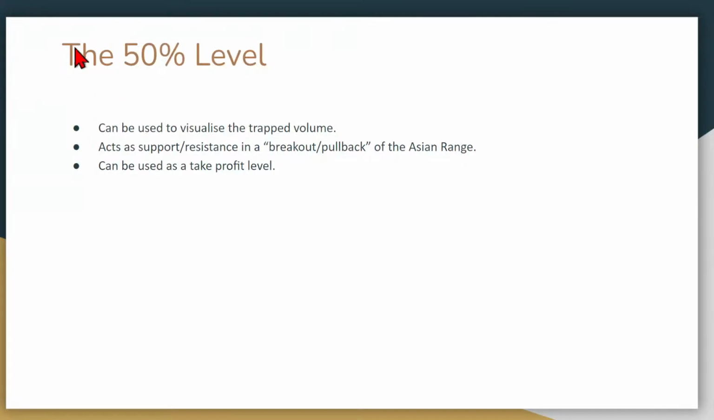For anybody who doesn't know, the 50% of ranges is important, whether within the day's range, the week's range, or the whole week. The 50% level is important. And understanding opening range and initial balance, the Asian range is essentially the opening range for the whole day. It's the first period within the day, the first session.